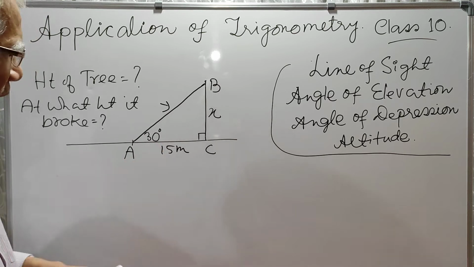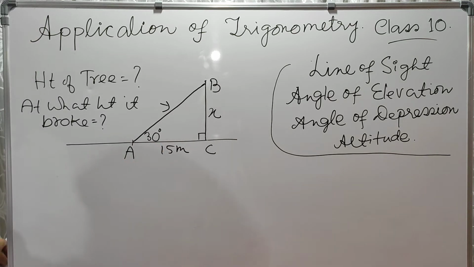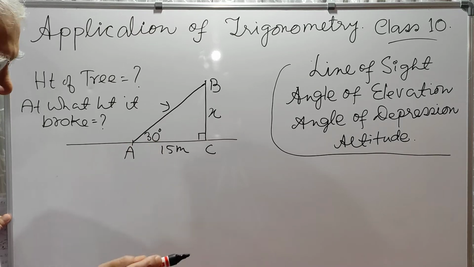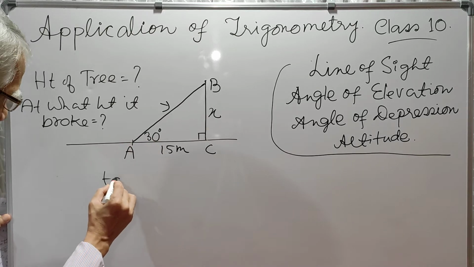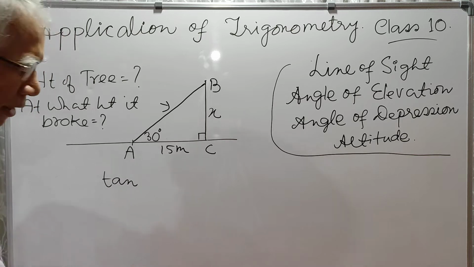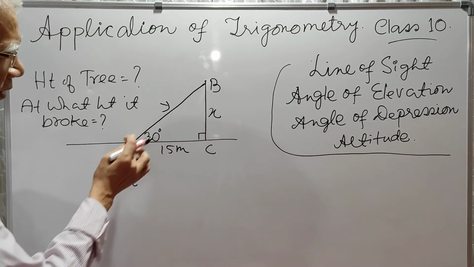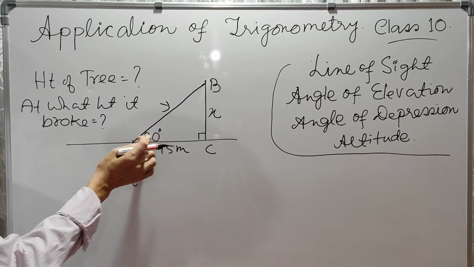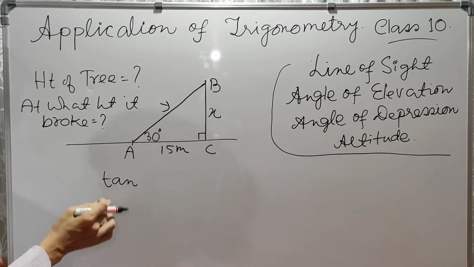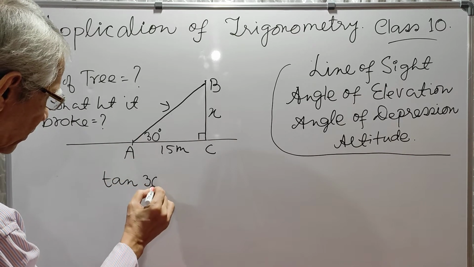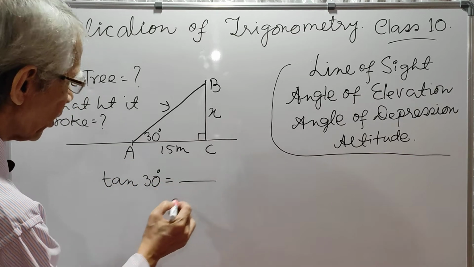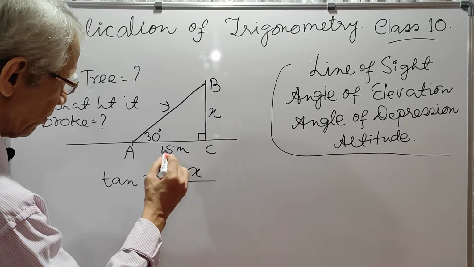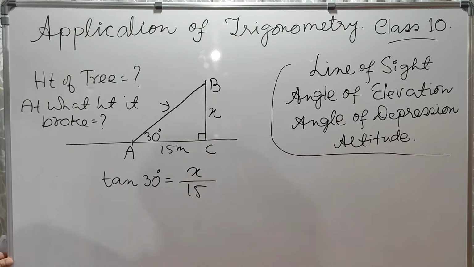All right. Now you see, first of all, let us use tan. Now why are we tempted to use tan? Because you see this is a right angle triangle where this angle is known, this is opposite, this is adjacent, isn't it? So tan of 30 degree is what? BC, that is X by 15. So tan 30 degree is X by 15.